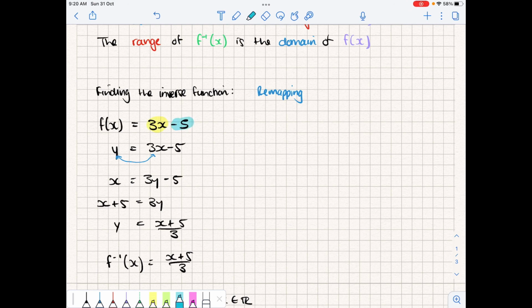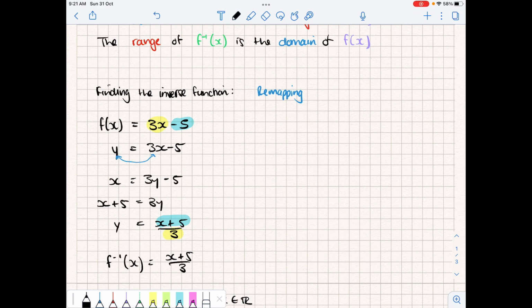And so we need to undo it in the exact reverse order. So if we subtracted 5 first, we need to add 5 to undo that. And then we multiplied by 3, we need to divide by 3 to do that. So quite easy to see with a linear one, but when they become more complicated, it's not as easy, and so remapping really is quite helpful.